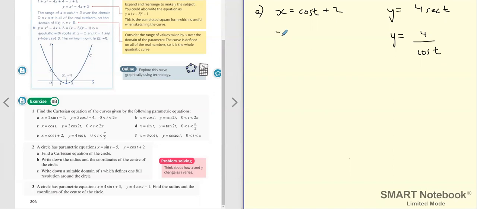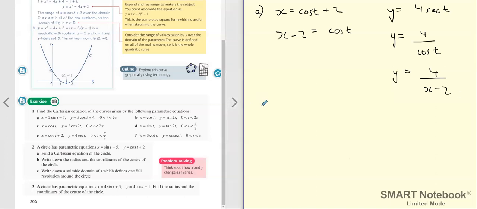And so x minus 2 equals cos t. And once I've got that, then I can replace cos t with 4 over x minus 2. And that's it. And there's my answer done. I've got a Cartesian equation there. Are you happy with that?